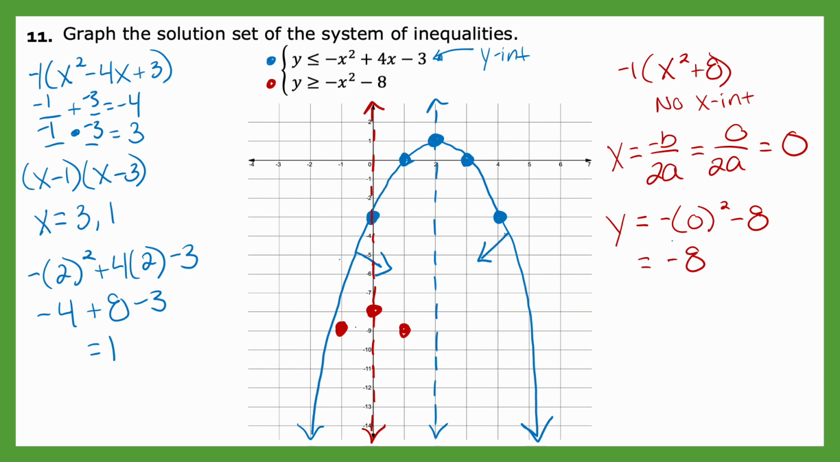Okay, after 1, what is my next odd number? 3. So I'll still go either left or right, but now I'm going to go down 3 this time. Now my next odd number would be a 5. Why does it not make sense for me to do that? It's off the graph.